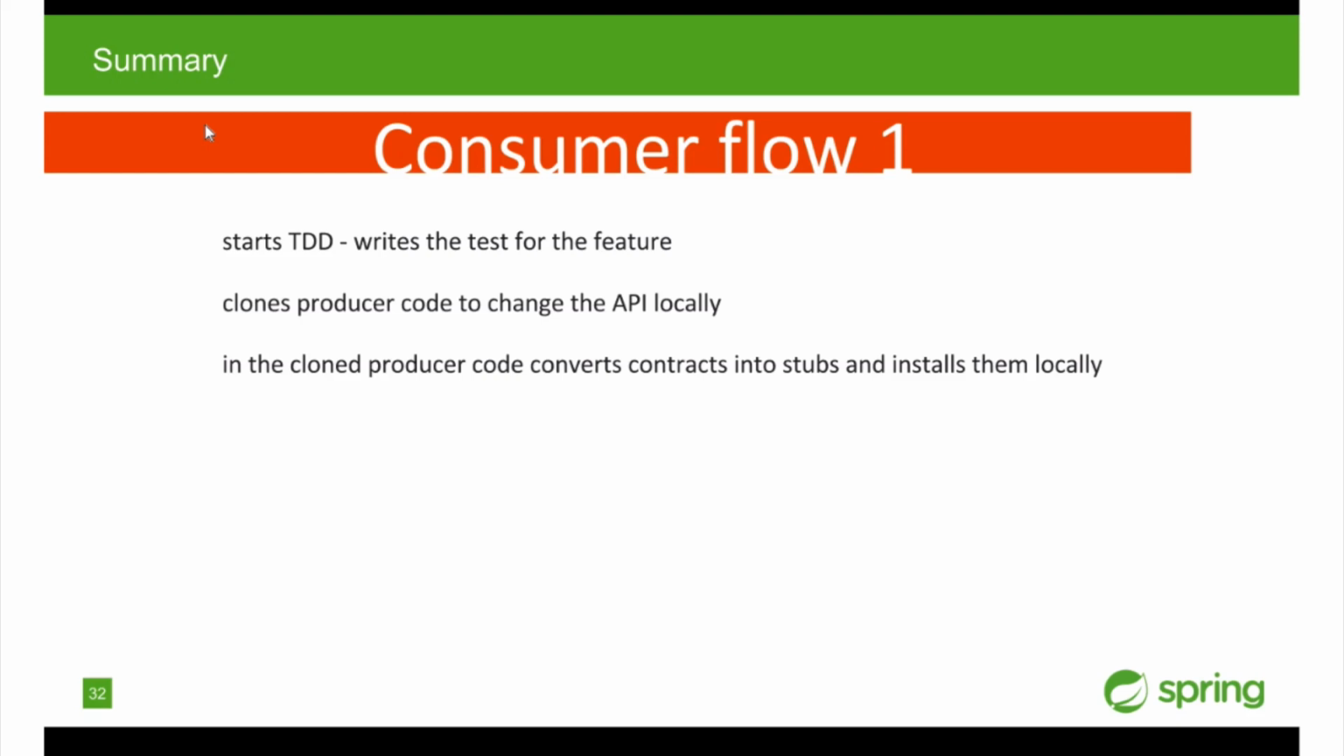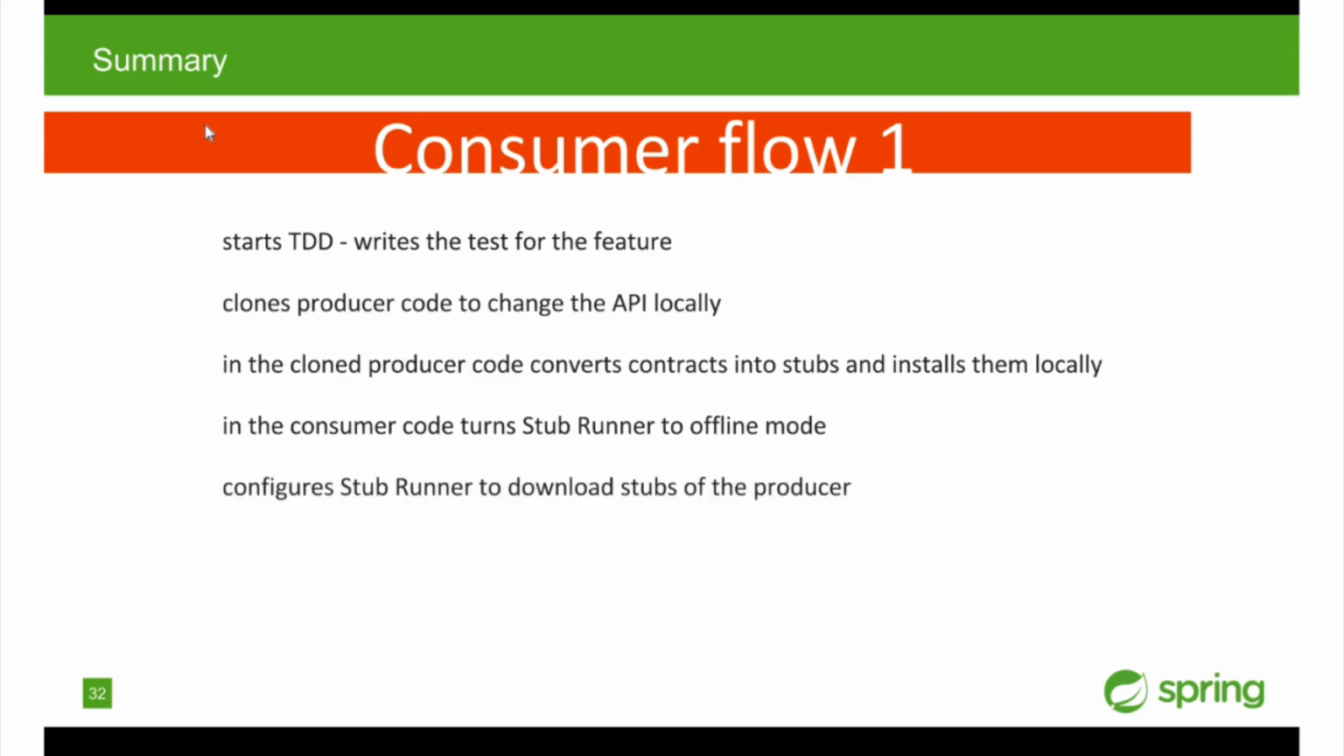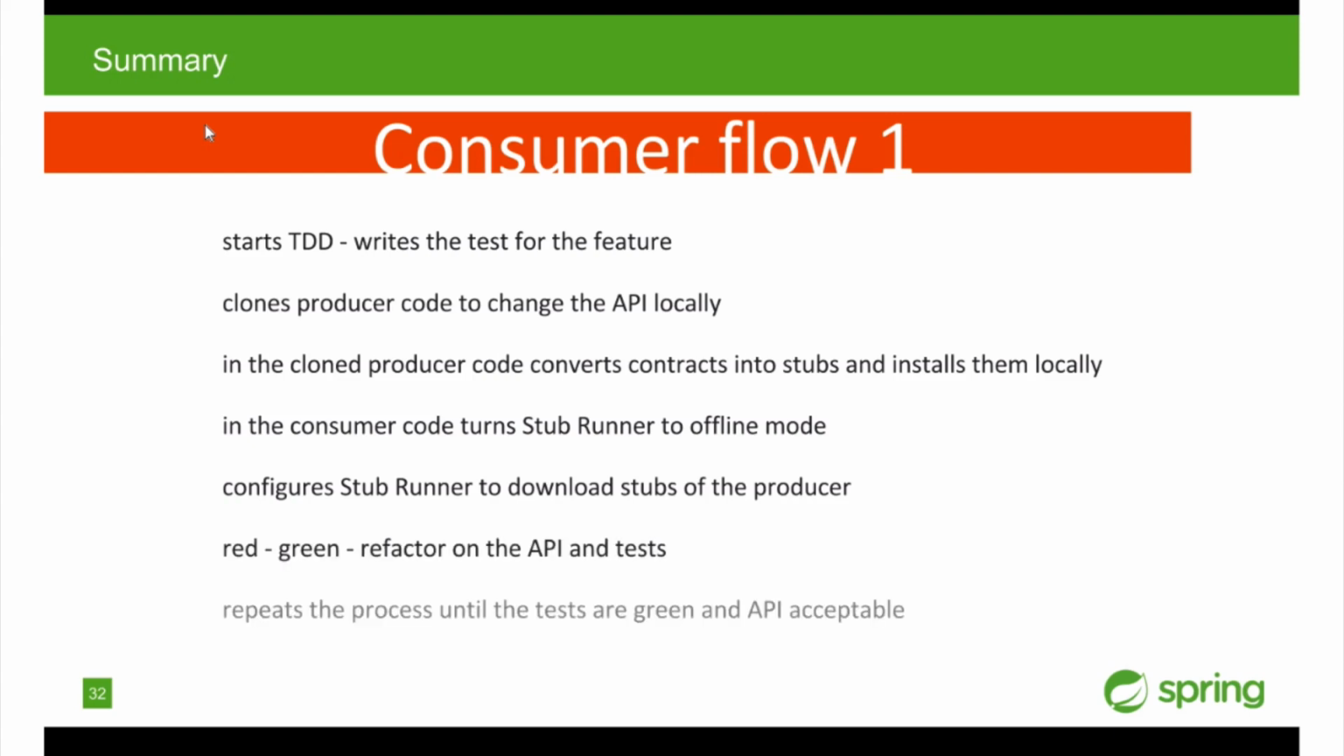Then you turn the stubrunner to work in offline mode, because you don't want to download stubs from Nexus or Artifactory. You have to provide the group ID, artifact ID, version, and stuff like that of the producer. If you go to the Spring Cloud Contract documentation, you will see different approaches to versioning. Please check it out. And you do red, green, refactor until you're happy with the API. Once the API is acceptable and the test has passed, you file the PR to the producer.